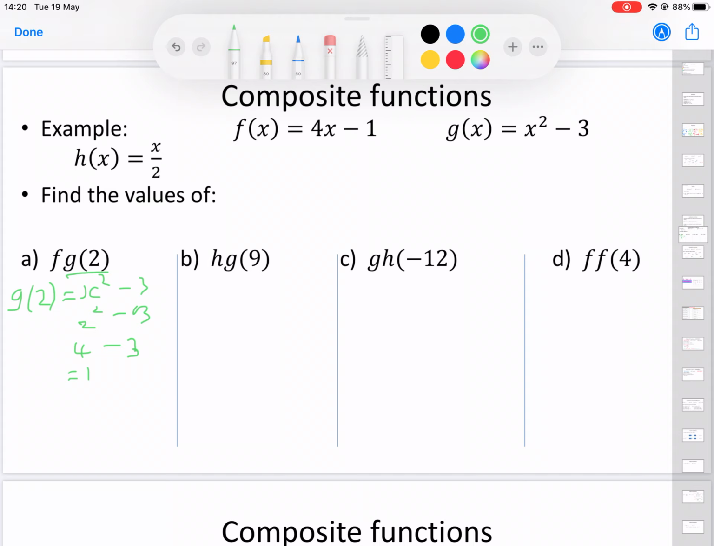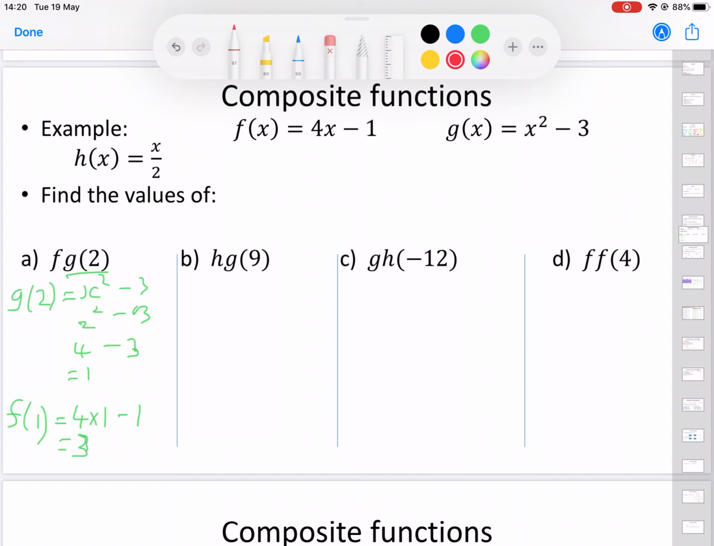Now I need to do f of whatever my answer is there. So in this case, it's going to be f of 1. That's 4 times 1, and then minus 1. So 4 times 1 is 4, and that gives me an answer of 3. So we've just done it twice. We put it through the g function, and then we grabbed our answer from there and put it through the f function. Why don't you have a go at the second one yourself? Pause the video, and when you're ready, press play.